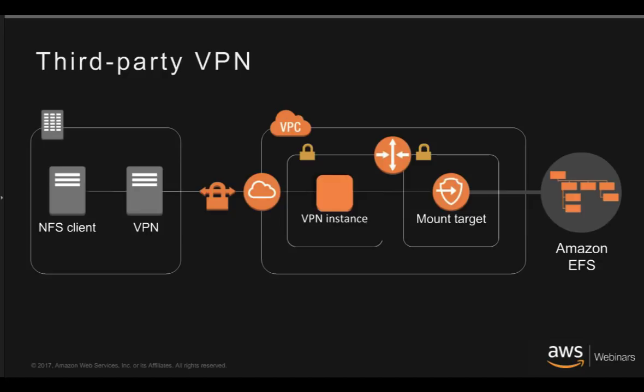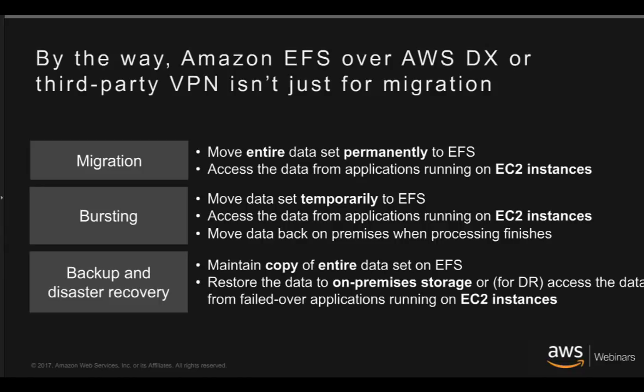Now, if you don't have an AWS Direct Connect, you can still securely copy, move, or transfer files from on-prem servers to EFS, using a third-party VPN solution. Now, there are a number of third-party VPN solutions available. Some of them are open source, and some of them are even in the AWS marketplace.